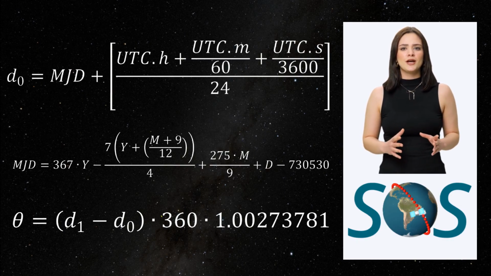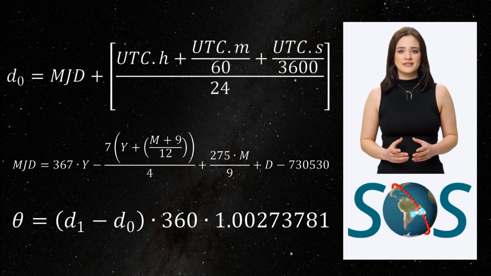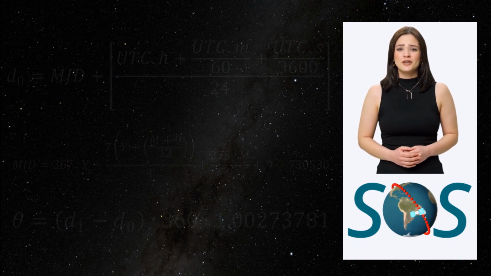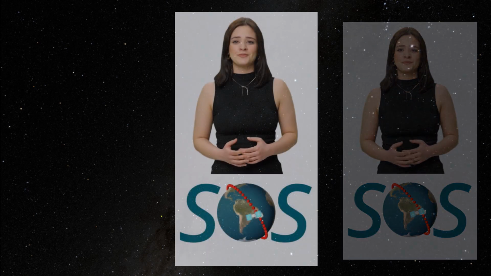To calculate the current Greenwich Sidereal Time in degrees, simply find D1 for the current time using the first equation, and then insert this value into the last equation. It's that easy.